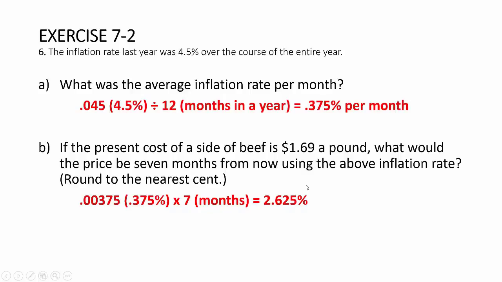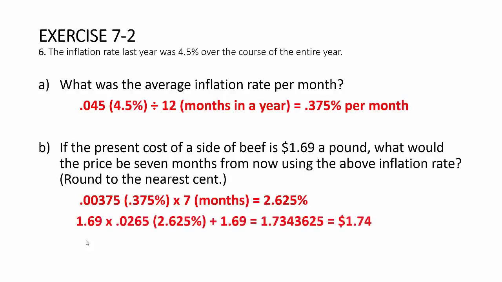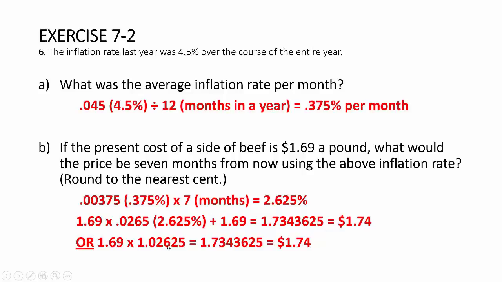We now must add that to the cost of 1 pound of beef. So there's our cost for a side of beef. We're going to multiply it by the 2.625% and then add it into the price for the side of beef. Or again, to skip one step, $1.69 times 1.02625, the decimal equivalent of 2.625%, and we end up with the same price, of course. Doesn't matter which method you use, but round it off to the nearest cent. In 7 months from now, what used to cost $1.69 will now cost $1.74. Welcome to what inflation does.